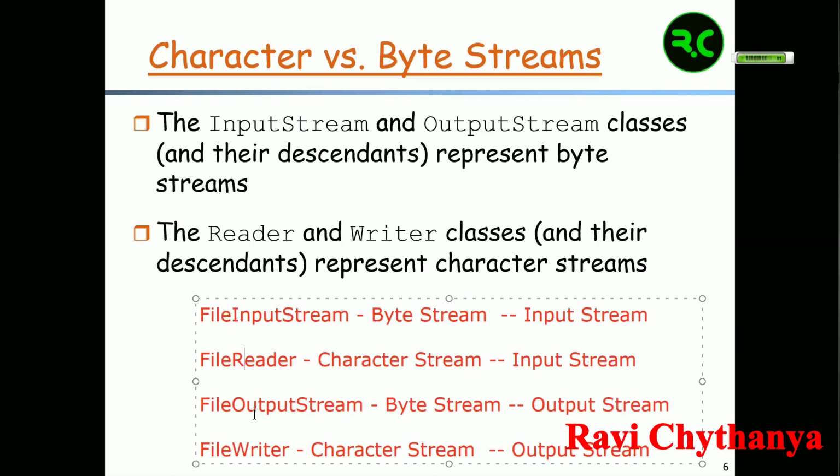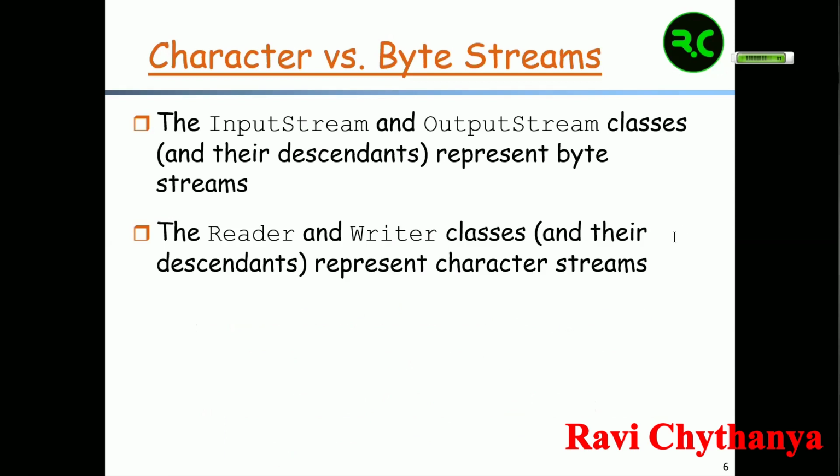Okay, and output stream and writer. With that, I can easily know what type of stream it belongs to, whether it is a byte stream or a character stream. Right? Any doubts here, guys? Let me know once. All right.